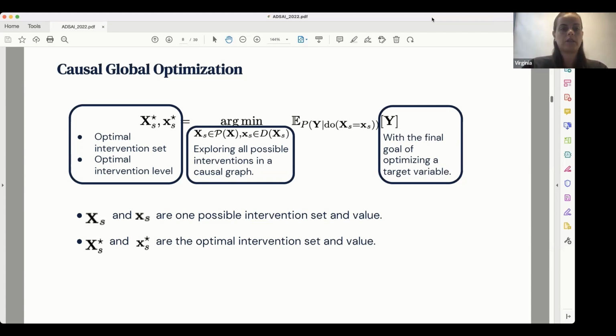And it's important to notice that here we are trying to explore all the possible interventions in a causal graph. So P of X denotes the power set of the manipulative nodes in the graph. So we want to try and intervene on one variable, two variables, three variables, and all the possible combinations.